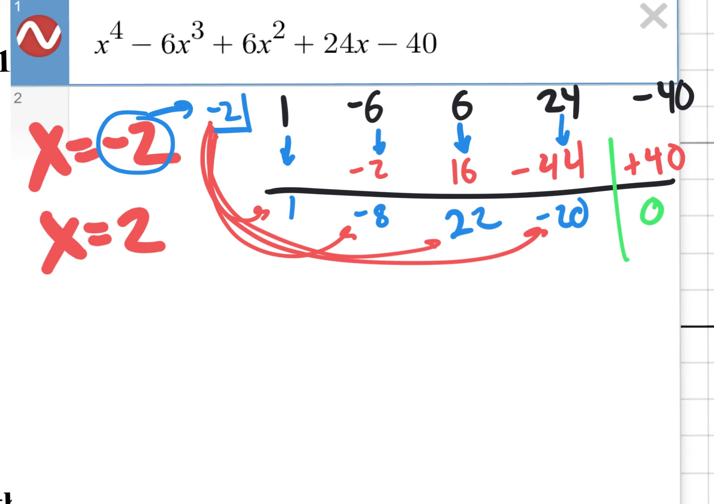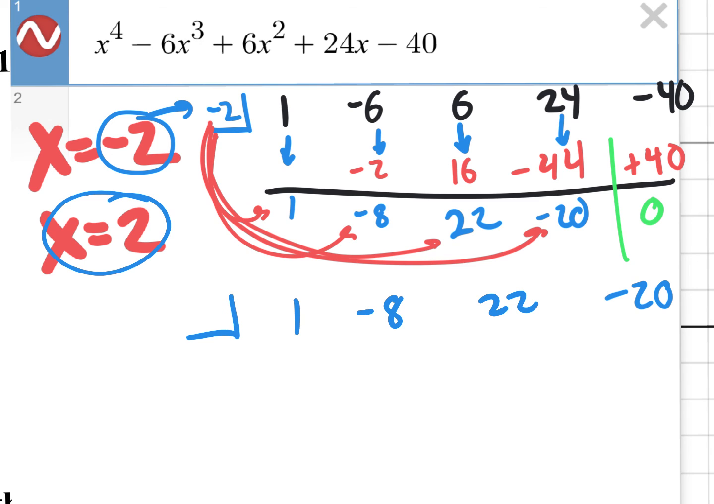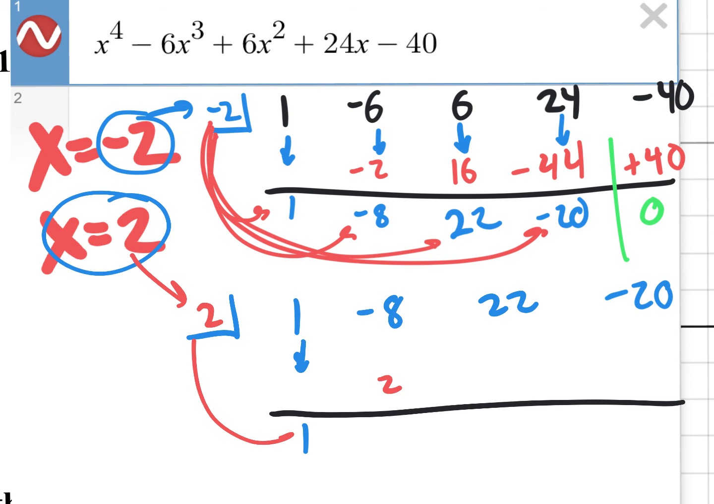So I'm going to keep these same numbers, the 1, the -8, the 22, and the -20. And I'm going to use my other answer, +2. So I'm going to put the +2 right here, and I'm going to do synthetic substitution again. As you come down, you combine. 1 plus nothing is 1. As you go up, multiply. 2 times 1 is 2. So you go down, combine.